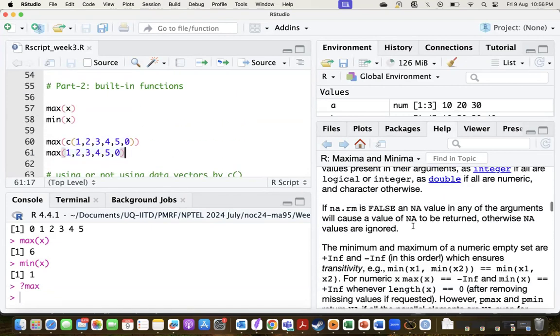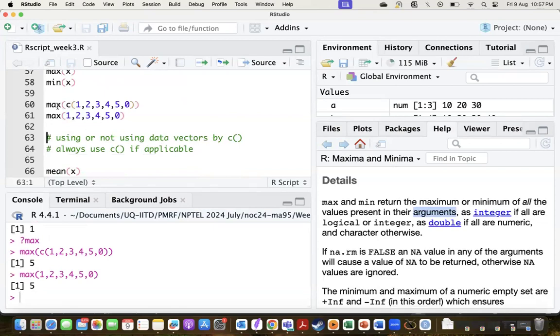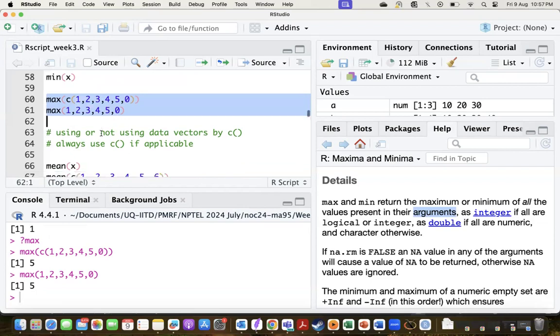So here what it says is that max and min, the other function's min, will return the maximum or minimum of all the values present in their arguments. So it does say arguments or inputs, right? So it's multiple. When I'm running this one here, irrespective of how I do it, it still gives me the right answer. Which is great. I mean, this is what you would expect.